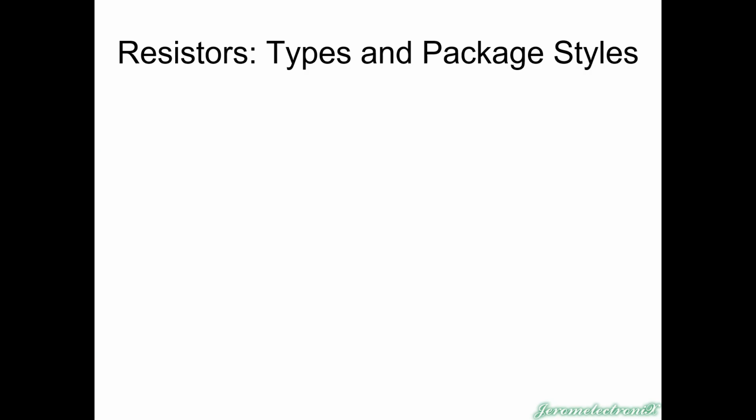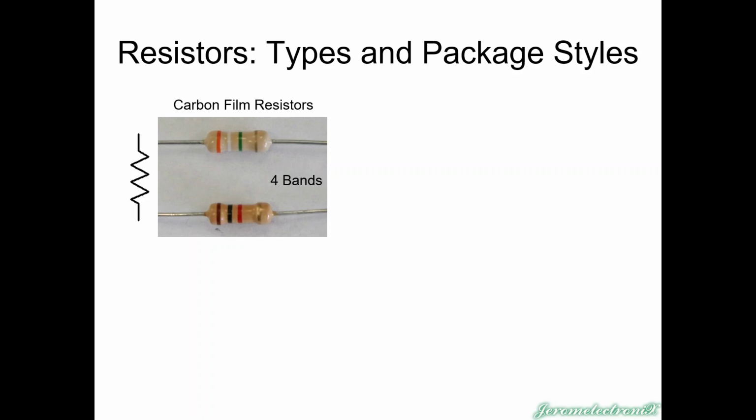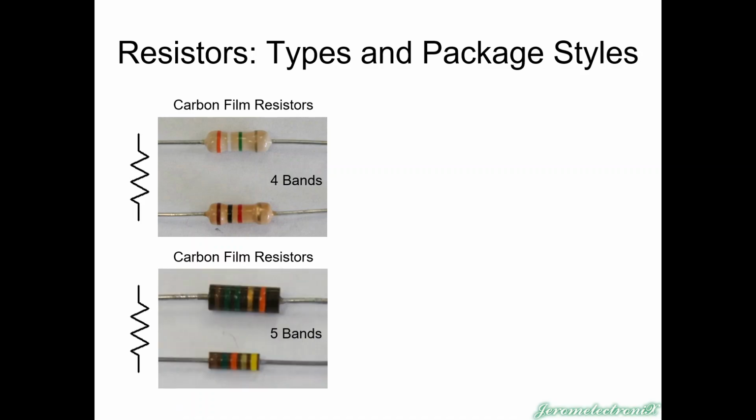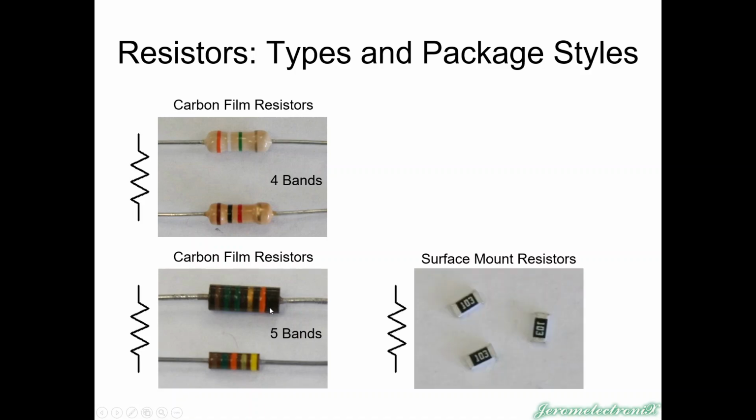Moving on. There are several different kinds of resistors, types, and package styles that we need to know about. The most common is carbon film resistors, and they're the ones that have the color bands on them. Generally, you see 4 bands on these things. We're going to talk later in this presentation about what those bands mean. Another kind of carbon film resistor is a type that has 5 color bands on them. We're not going to mess with those. There's more information, but it isn't relevant to what we'll be doing.